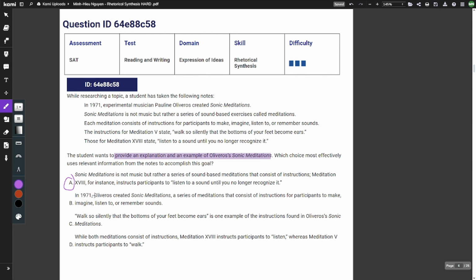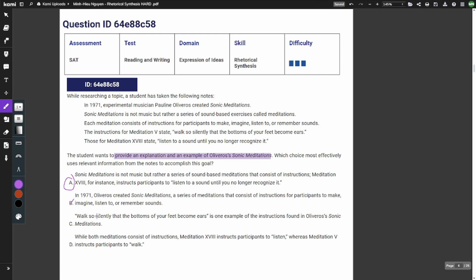In 1971, Oliveros created Sonic Meditations, a series of meditations that consist of instructions for participants to make, imagine, listen to, or remember sounds. That does explain what the sonic meditations are, but it doesn't give an example of it, so it's not going to be B.